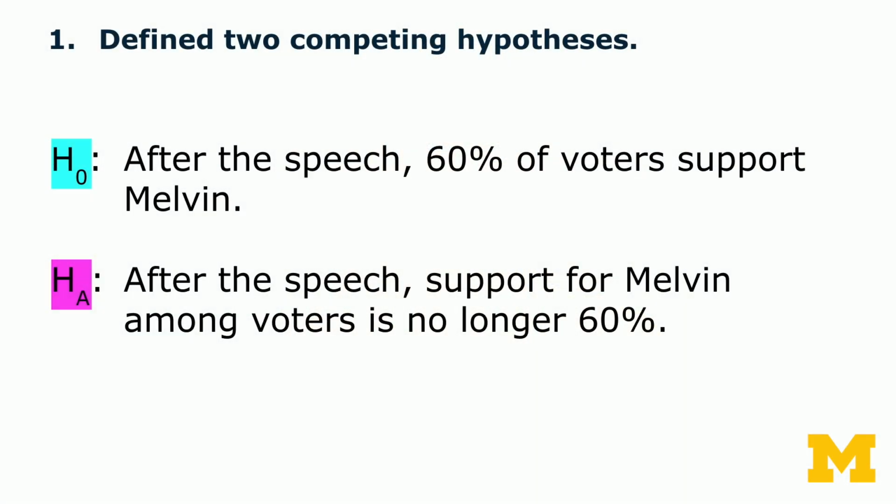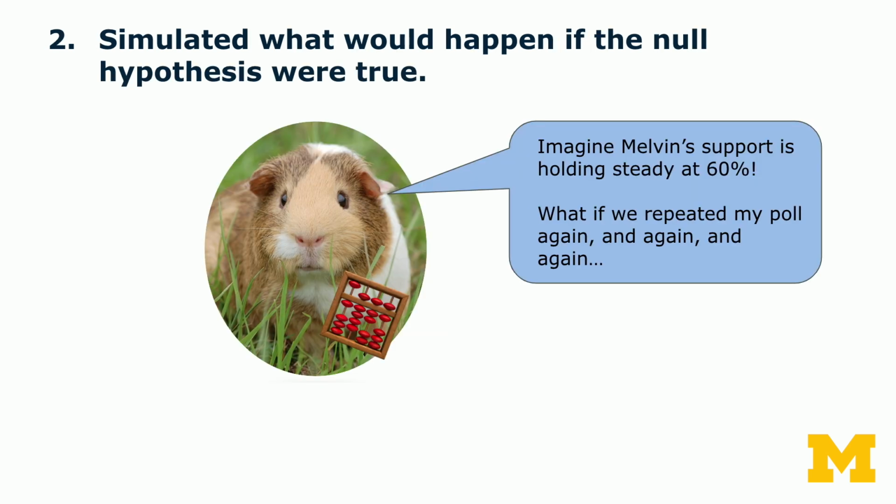So what did we just do? It was kind of a lot, so let's recap together. First, we defined two competing hypotheses. After the speech, 60% of voters support Melvin, and our alternative is after the speech, support for Melvin among voters is no longer 60%. And then we simulated what would happen if the null hypothesis were true.